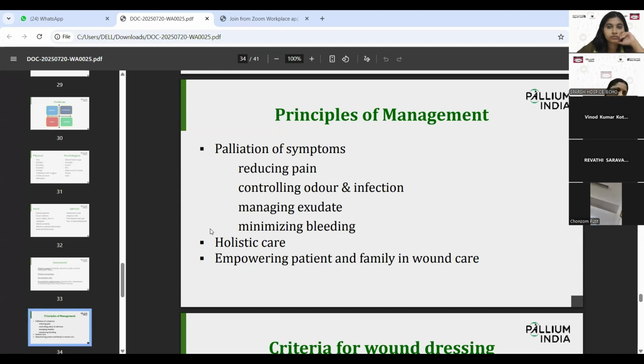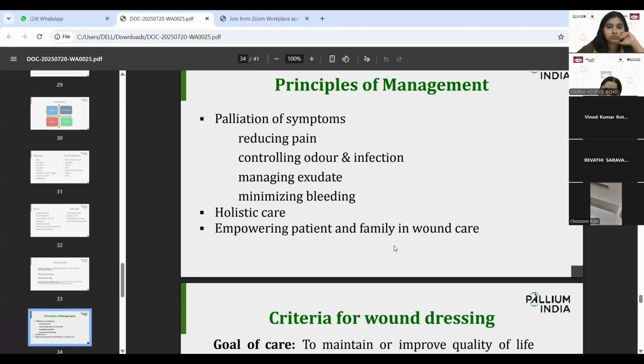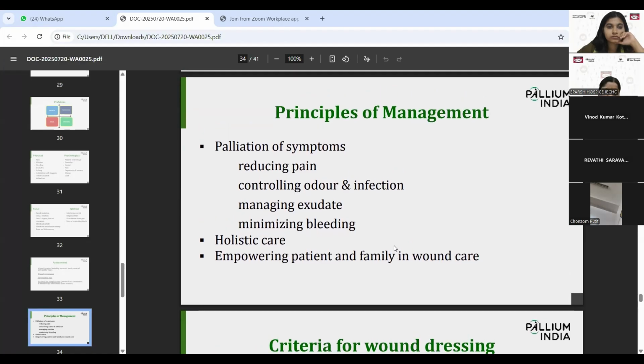Like that, first you have to reduce the pain, then control odor and infection, manage exudate, minimize bleeding, and give holistic care, and empower patients and family in wound care. You have to involve their family also in the wound dressing. Criteria for wound dressing.